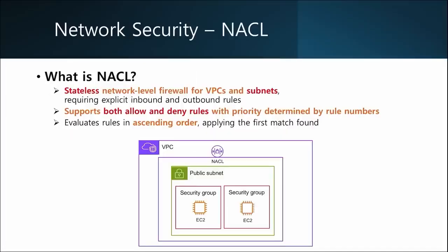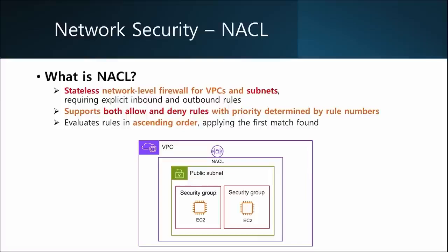Next is NACL. NACL stands for Network Access Control List. It is a network-level stateless firewall to protect VPCs and subnets. Unlike the stateful firewall we saw earlier in the security group, it does not store the state of inbound traffic. So, NACL requires explicit inbound and outbound rules. This allows for more granular security settings at the network level.